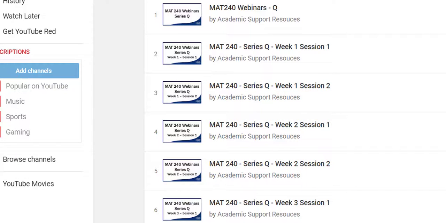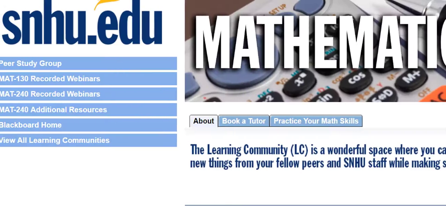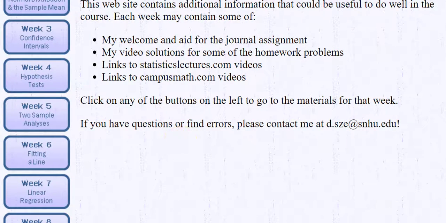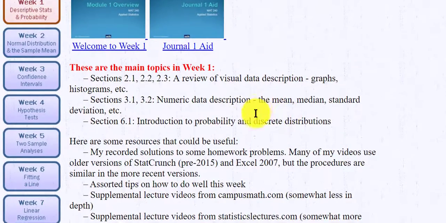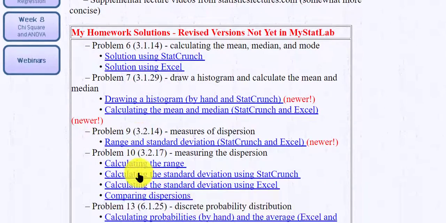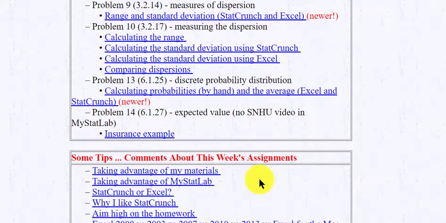I also wanted to mention Professor Z had a website for us. If you look at MAT 240 additional resources, again, you'll see 8 weeks. If you click week 1, you can see he covers some of the homework problems, problem 6, problem 7, 9, 10, 13, and so on. And he actually does some of the problems by hand, Excel, and StatCrunch.